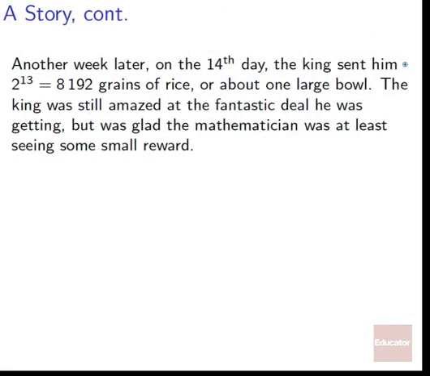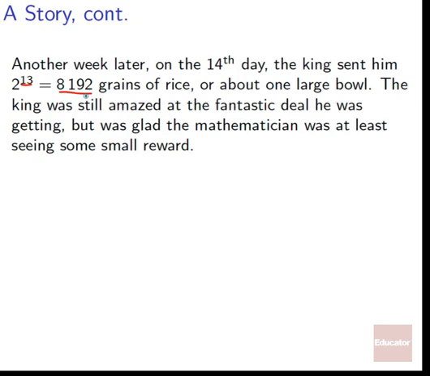Another week later, on the 14th day, the king sent him 2 to the 13th, remember, because it's the 14th day, so we go back 1 because it's been multiplied 13 times, 2 to the 13th grains of rice, which is 8,192 grains, and 8,192 grains is just about a very large bowl of rice. The king was still amazed at the fantastic deal he was getting, but he was glad that the mathematician was at least seeing some small reward.